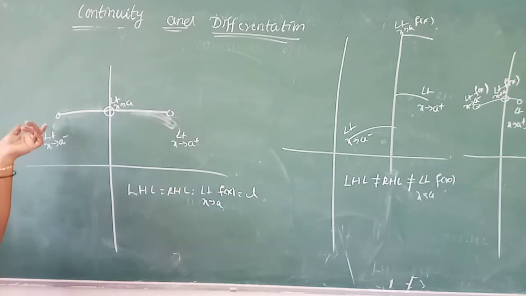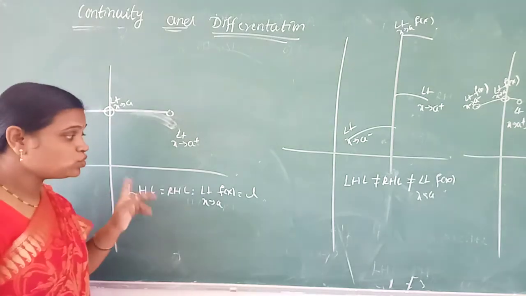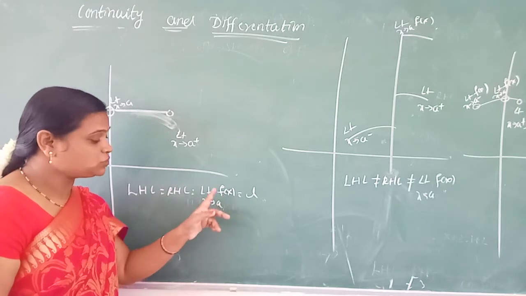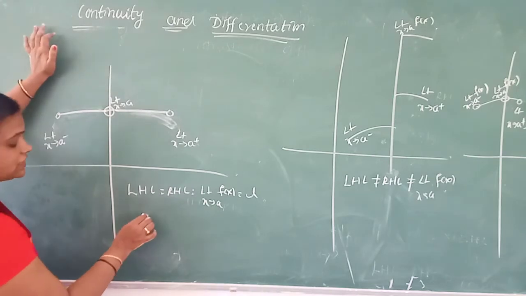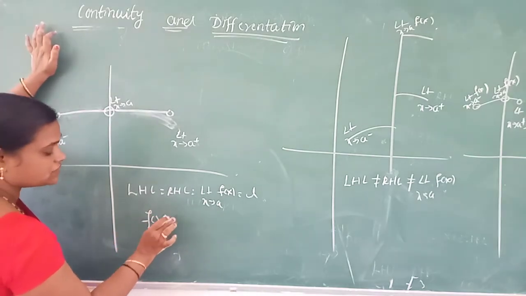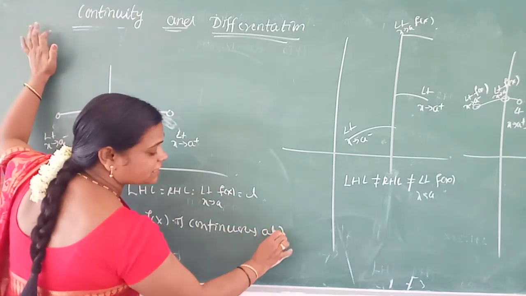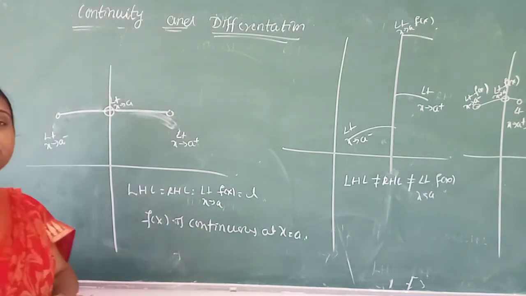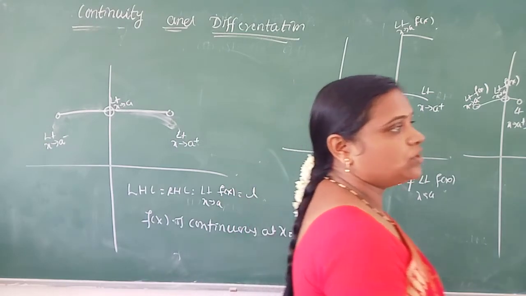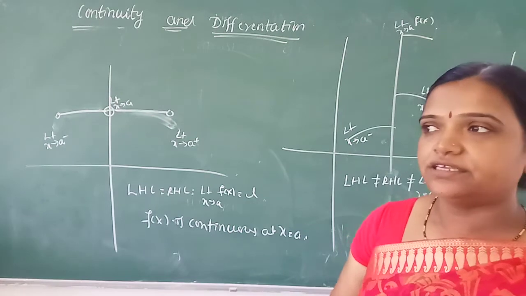Similarly, we get for both left hand, right hand, as well as limit as x tends to a. Then, if LHL equal to RHL equal to limit as x tends to a f of x is L, then we say that the given function f of x is continuous at x equal to a. Remember that. Then we say that function is continuous if LHL equal to RHL equal to limit of the function at x tends to a is L.